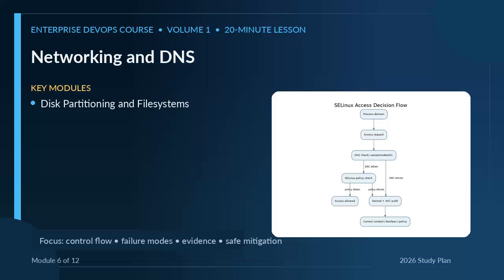Networking and DNS. The module on disk partitioning and file systems establishes the following ideas. Storage changes have a high blast radius. Always map the device, file system, mount point, application owner, backup state, and rollback method before modifying. Device names may change across reboots. Persistent identifiers such as UUIDs or LVM paths are safer, as is fstab.